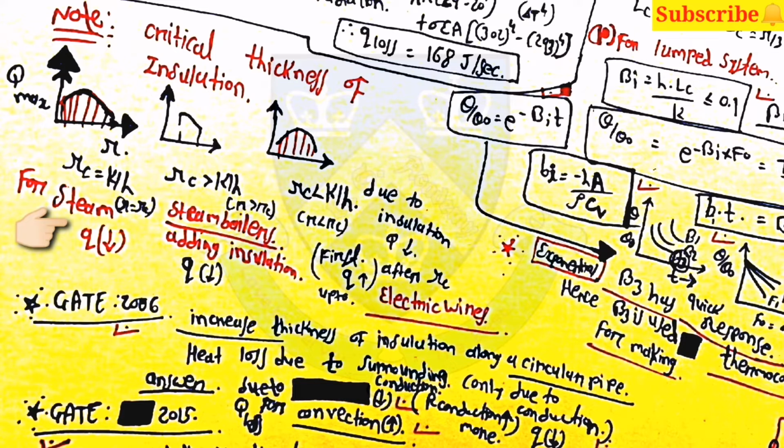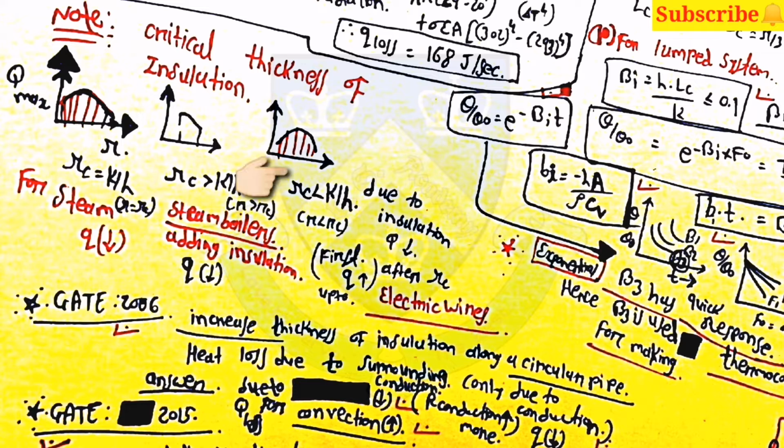Then there are some more notes. The first one is the critical insulation thickness for steam: then Q will decrease. For steam boilers, adding insulation will decrease the Q. You have to remember just one line: by adding insulation in boilers, the Q will decrease.